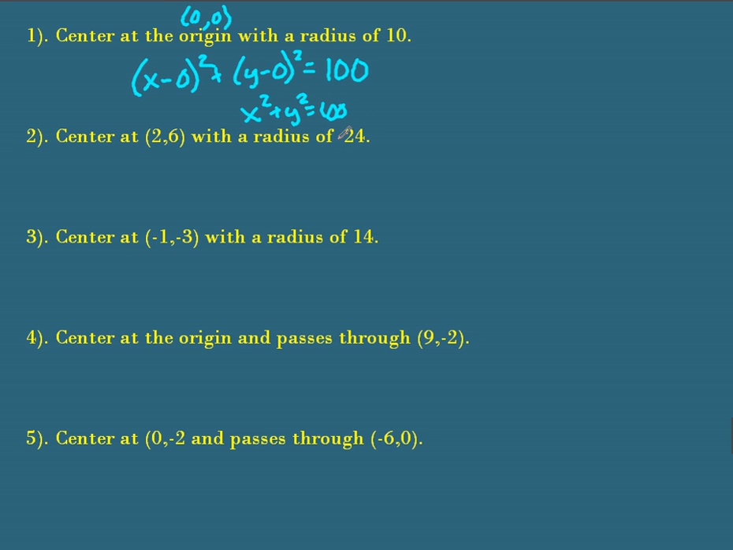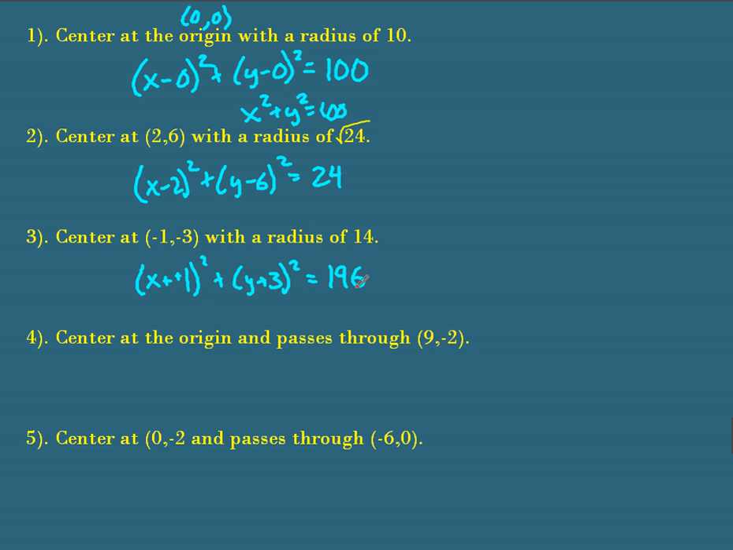Alright, for number 2, we're looking at a radius of the square root of 24, center at 2, 6, so x minus 2 squared plus y minus 6 squared equals the square root of 24 squared, which is just 24. For the negative numbers, instead of minus negative 1, that means plus positive 1. And then same here, y plus 3 squared will equal 14 squared, which is 196.